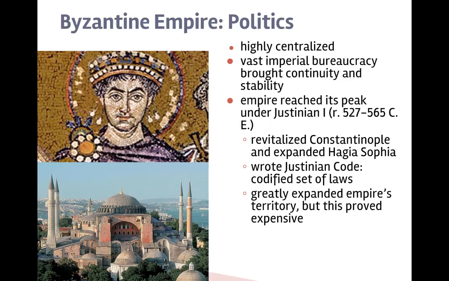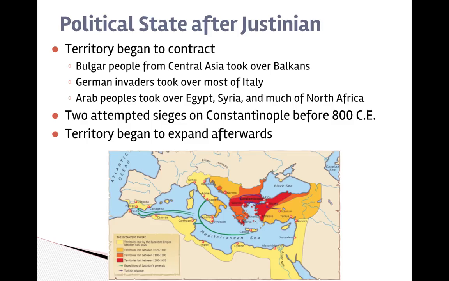Because of the expense of these expansions, what we're going to see is that after Justinian's death in 565, the empire is going to experience bankruptcy and it is going to contract in size. So what happens there? Again, there are going to be outside peoples that are going to start taking over some of the territories that the Byzantines previously controlled.